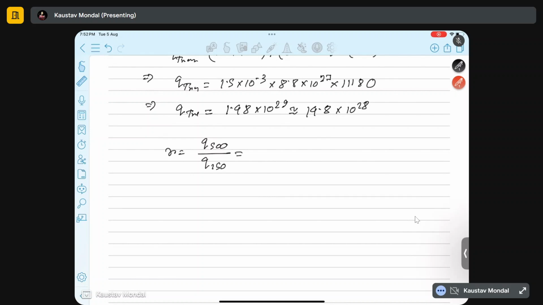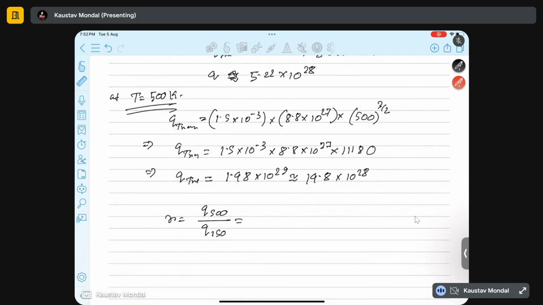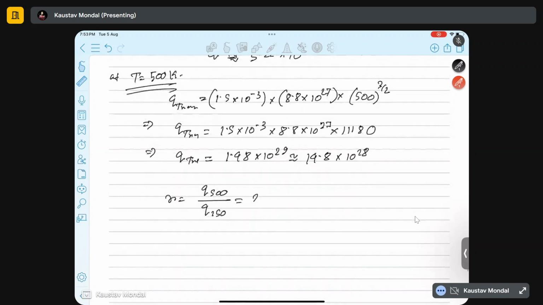So 14.8 divided by 1.8. This gives you 2.84. So the ratio we are getting is around 2.84. So this is the way you should solve the problem.